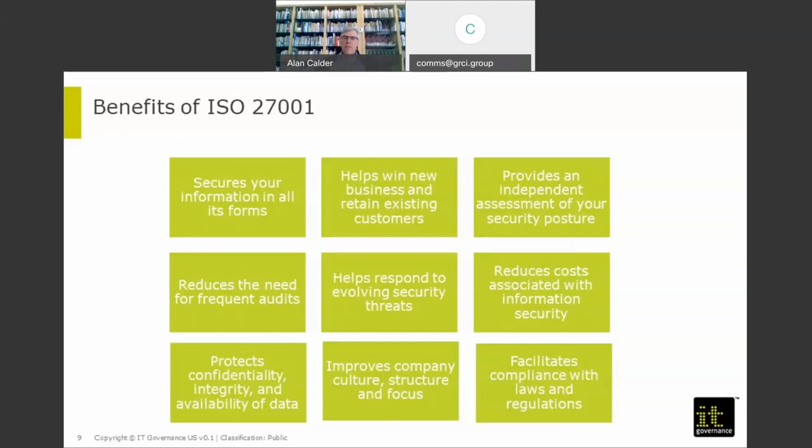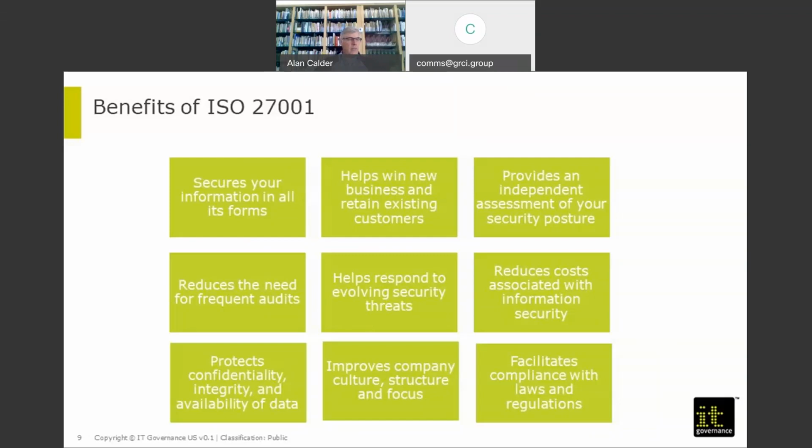There are a number of benefits to an organization achieving ISO 27001. I've picked out 9 in particular. Obviously, it's designed to secure information in all formats. It's not just cyber data or digital data. ISO 27001 is written to deal with physical information, paper information, wherever it's stored, however it's accessed. It's capable of being flexible in any way that you need it to.